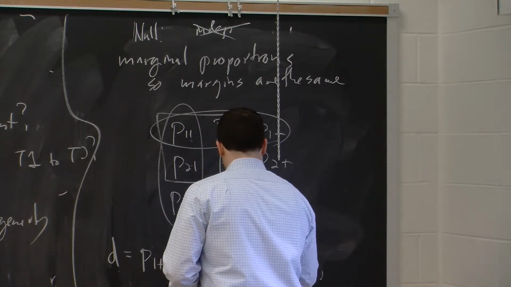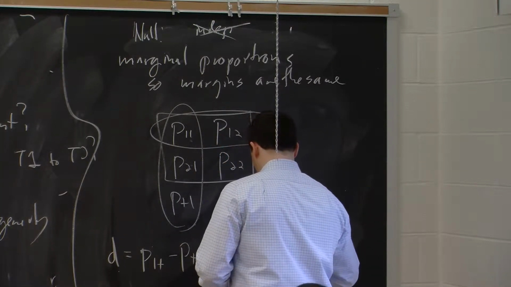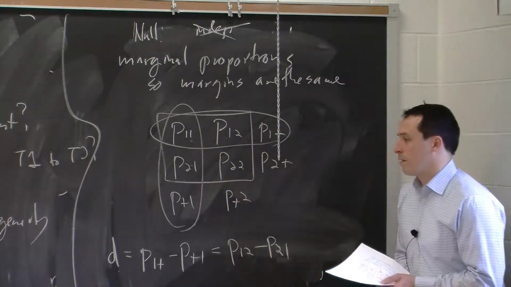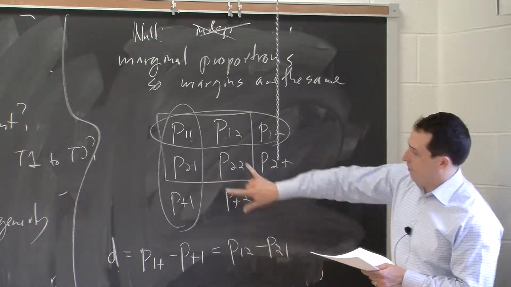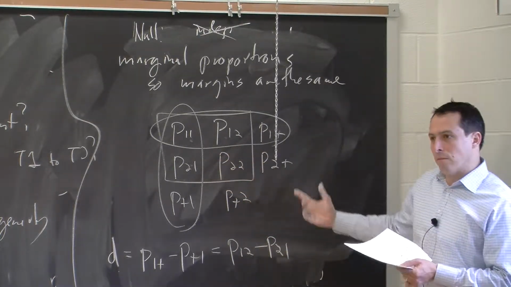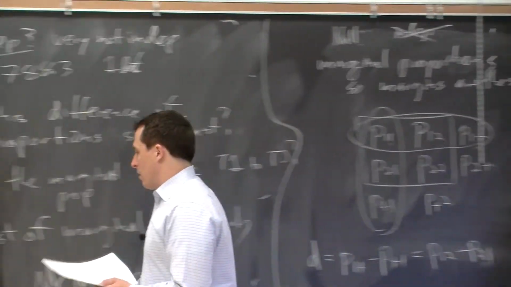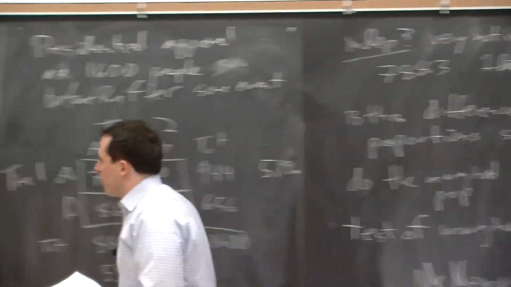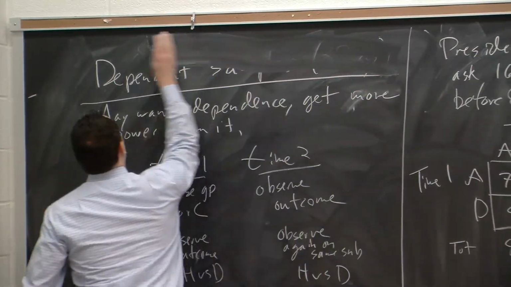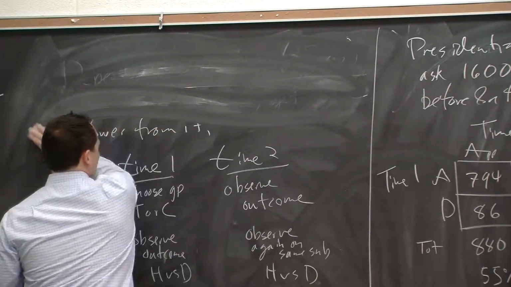just equal to P12 minus P21. Okay, so what we're asking really is, are these off-diagonal elements the same? Another way of phrasing it. Okay, so this is sort of special to 2x2 tables, right? If I have bigger tables, those two things won't be the same. I'll say more about that in a second.